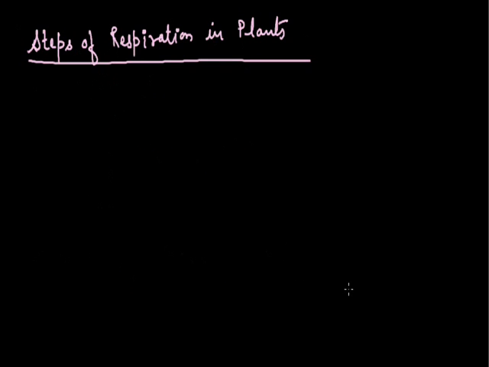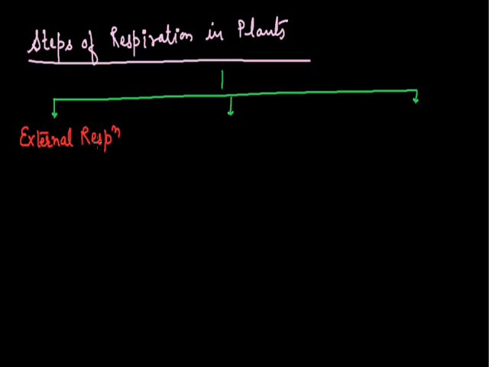There are three steps of respiration. The first step is external respiration. It's actually the gaseous exchange step, while the second step is internal respiration, and the third step is cellular respiration. I'm talking about the first step, external respiration.